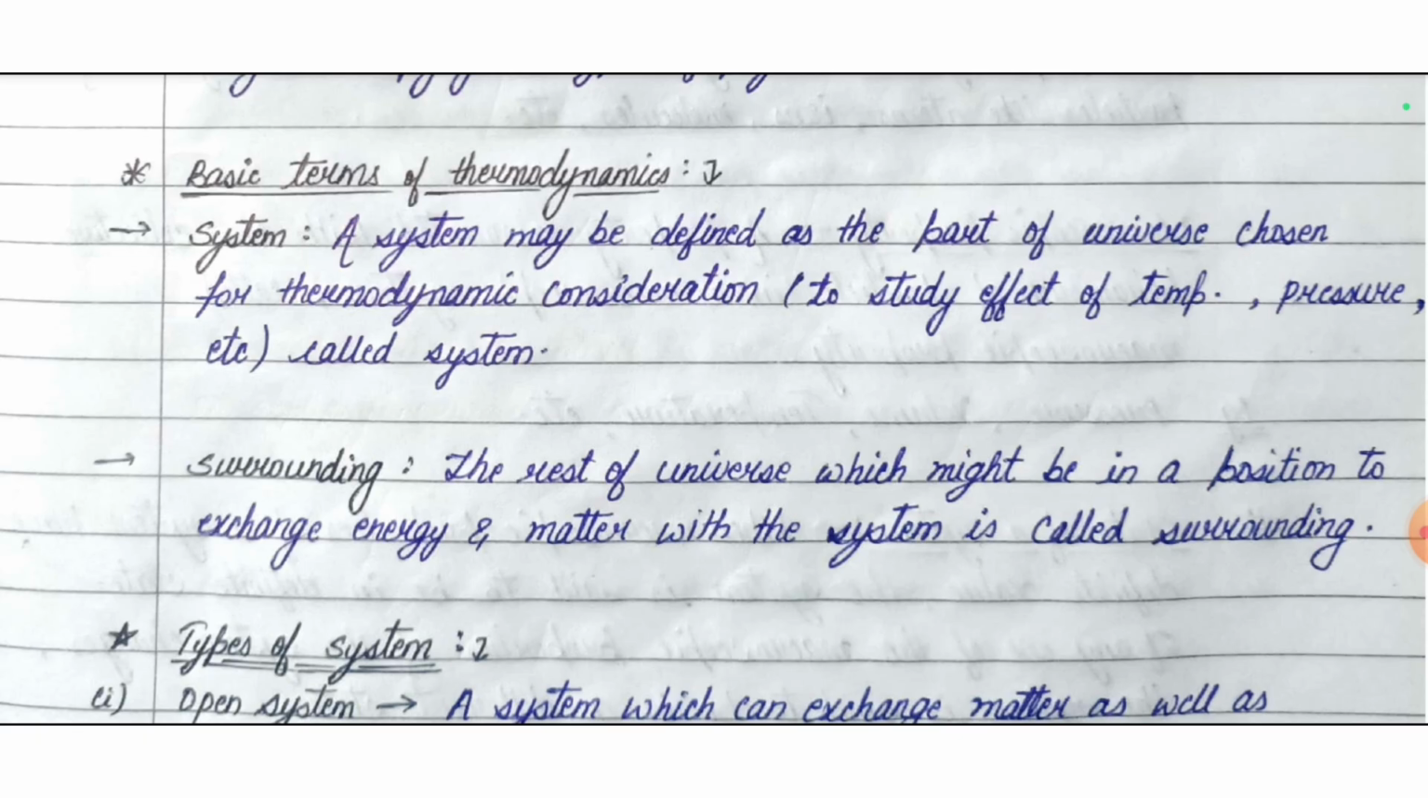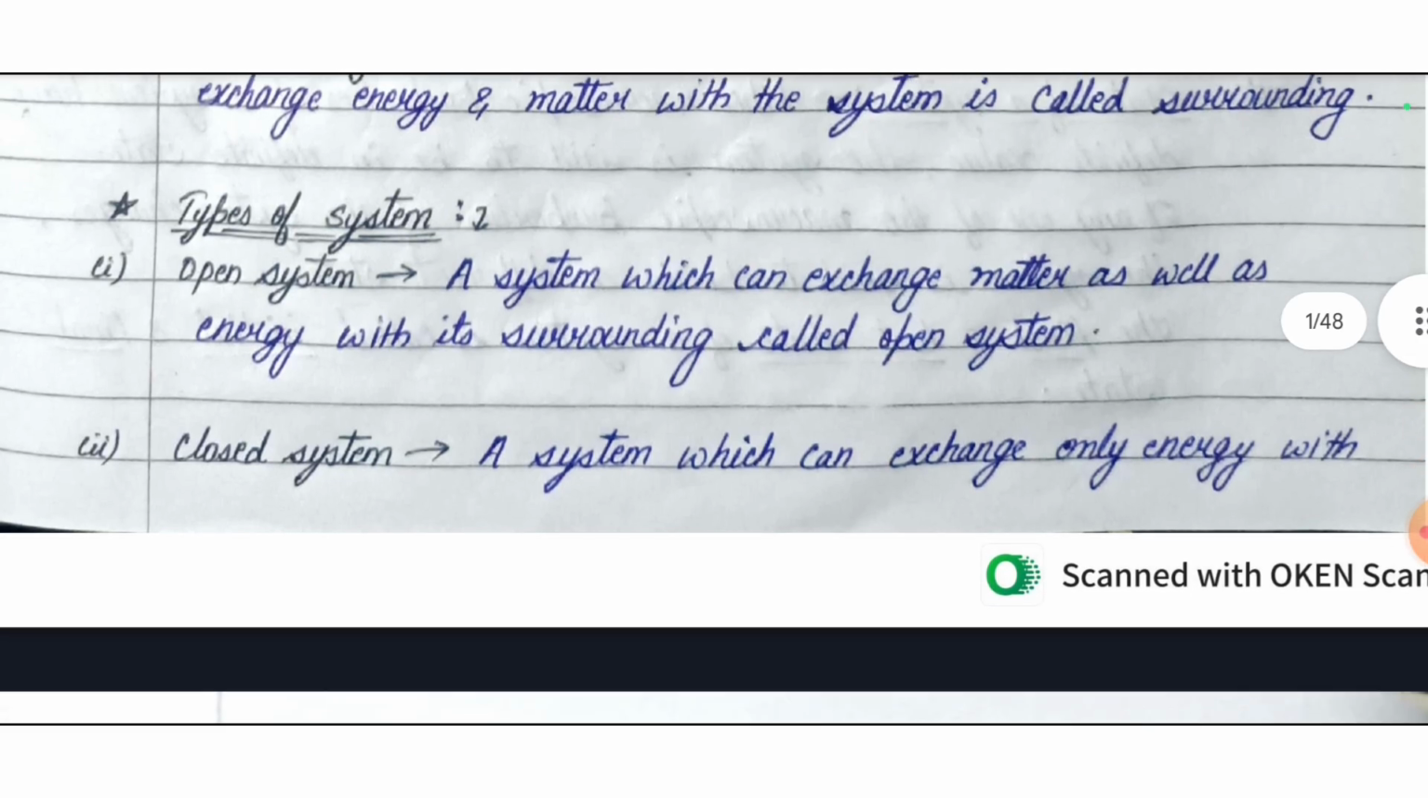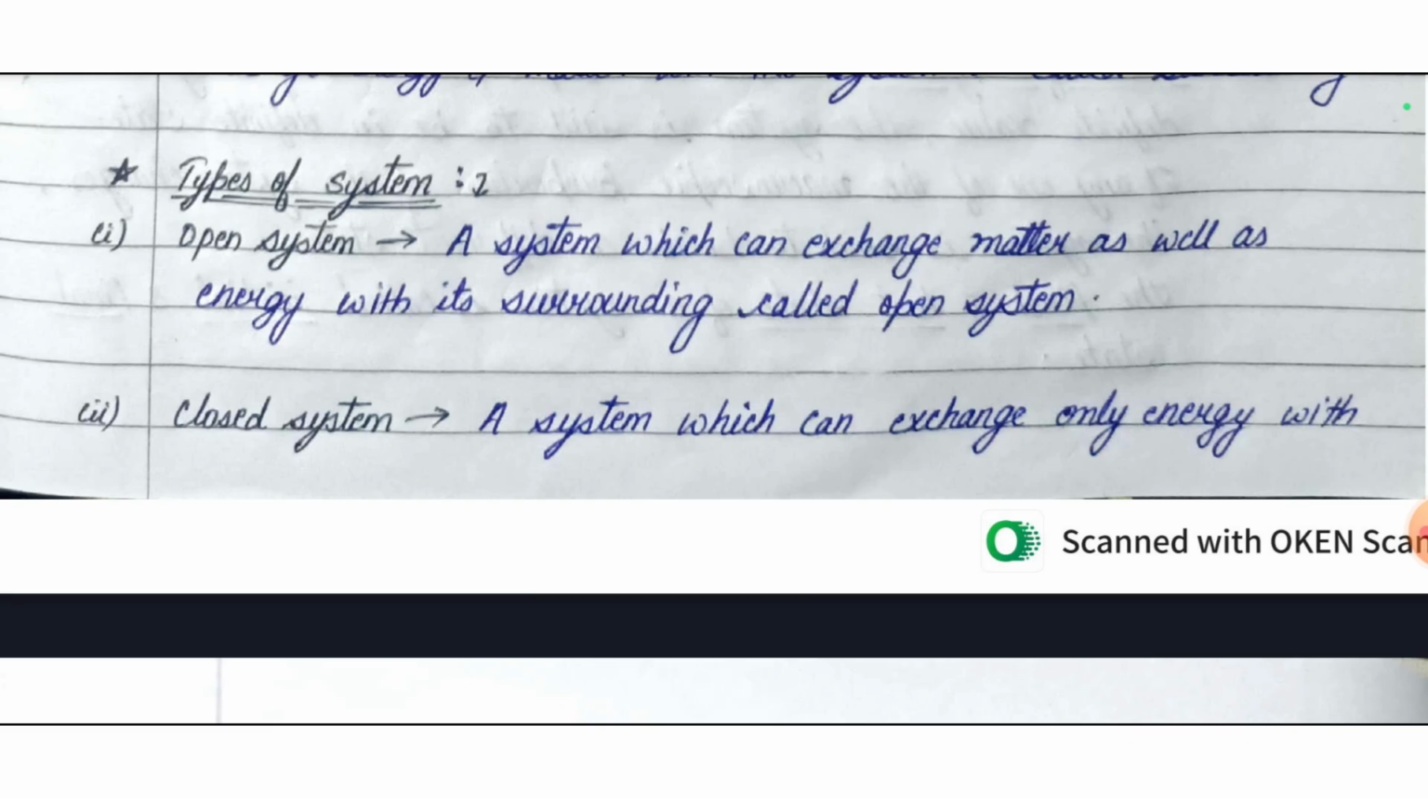Basic terms of thermodynamic system. A system may be defined as that part of the universe chosen for thermodynamic consideration to study the effect of temperature, pressure, etc. It is called the system. Surrounding: the rest of the universe which might be in a position to exchange energy and matter with the system is called surrounding.